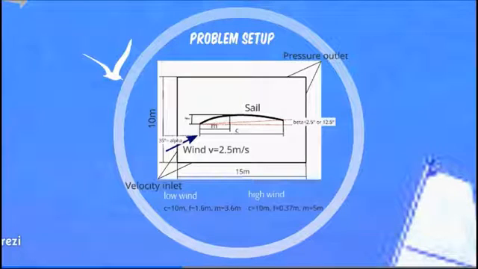To set up this problem, a velocity inlet and pressure outlet are defined. In the middle of the domain, the cross-section of a typical sail is placed. Here, two different profiles are defined. First, the bulgy shape that is typically used for low wind, then a tight shape for high wind. The angle of attack of the wind is 35 degrees, while the sail profile has an angle of either 2.5 degrees or 12.5 degrees. These are the boundary conditions. For the initial condition, a wind velocity of 2.5 meters per second and zero gauge pressure are defined.